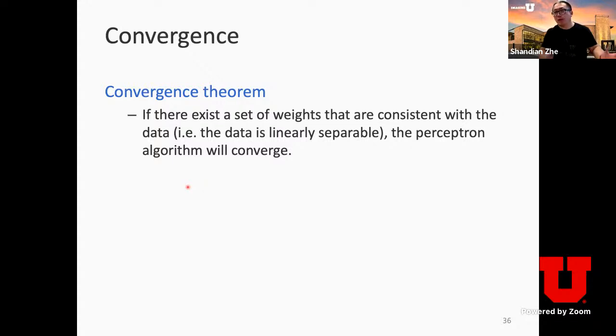Okay, so then let us talk about the behaviors of running the perceptron on different types of data sets. The good news is that if your data set is indeed linearly separable, no matter in which order you feed the training examples to the perceptron algorithm, it is guaranteed to find you a separating hyperplane. In other words, the perceptron algorithm will converge.